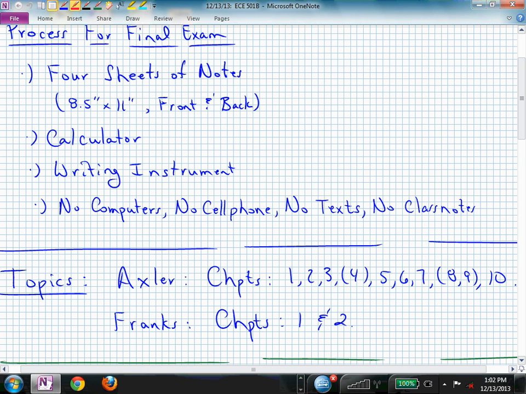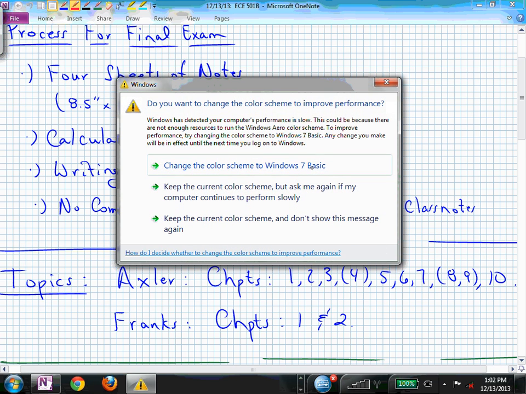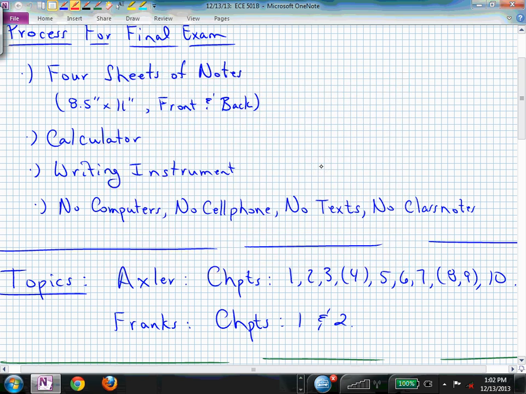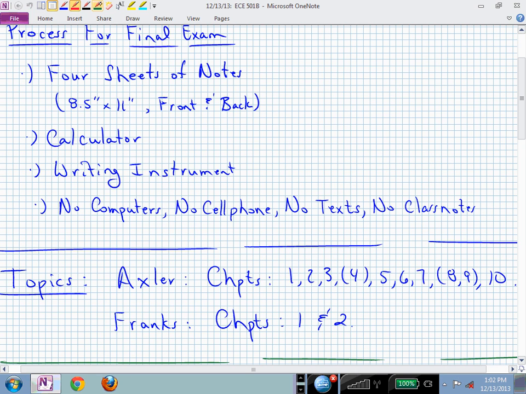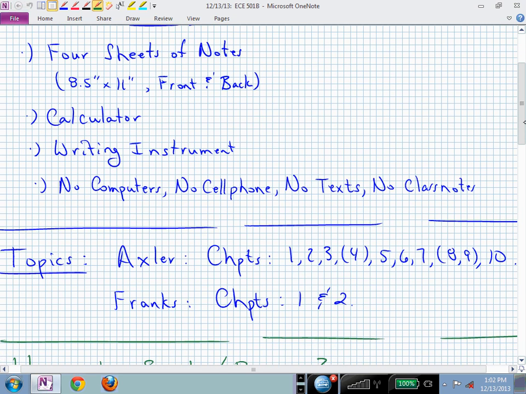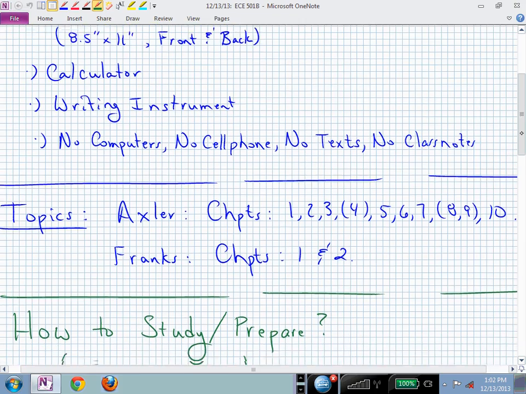And then the first 2 chapters in the textbook by Axler. Those are the chapters in the textbooks of this course that you're responsible for.